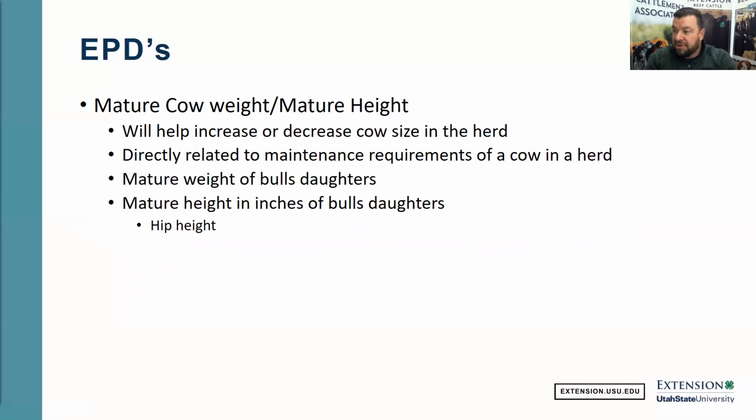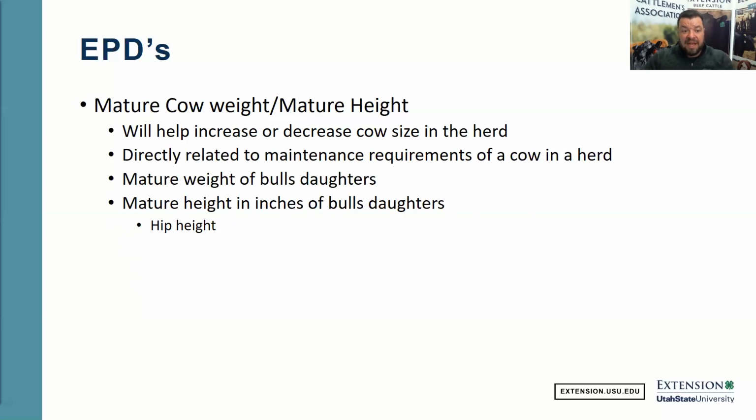Now, our mature cow height and mature weight, once again, this is an EPD that a lot of associations are putting out right now. And this will actually help us increase or decrease or moderate cow size in the herd. We're talking about frame size, mature size. Now, this is also directly related to maintenance requirements in the cows of the herd. So the higher the mature weight, higher mature size, higher nutrient demand. In the Intermountain West, we operate in a very limited environment, so we don't want these great big cows a lot of times.